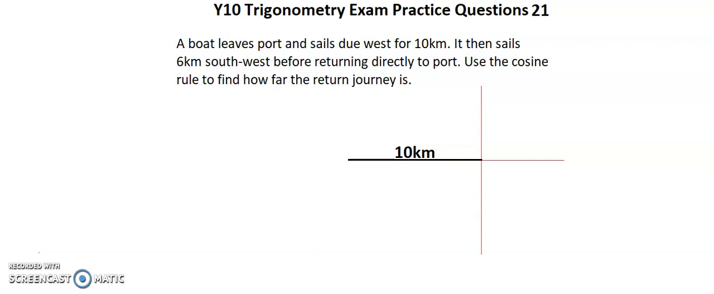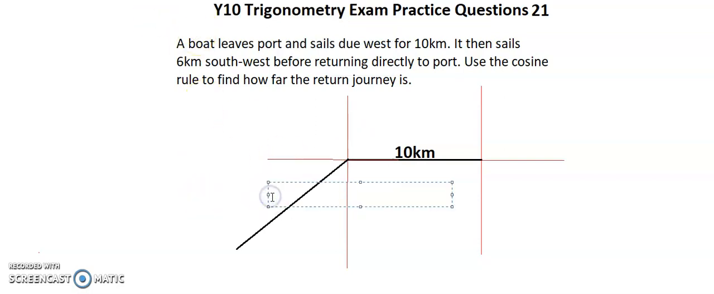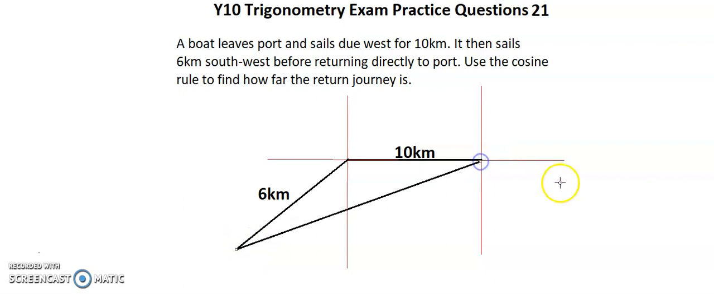The next step, it says that it then sails 6 kilometers southwest. So again, I'm going to draw my compass, and the reason why is because it's really important for us to be able to see it all. So if I'm thinking about it's going southwest, it's directly between the south and the west mark. And that is 6 kilometers. Then it says, then they return directly to the port. So that means I can join both of those together.